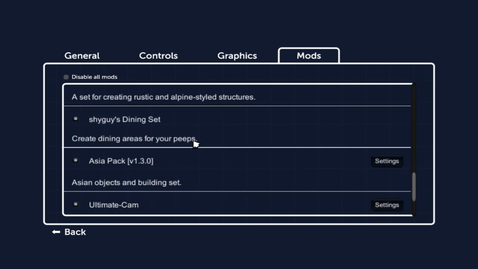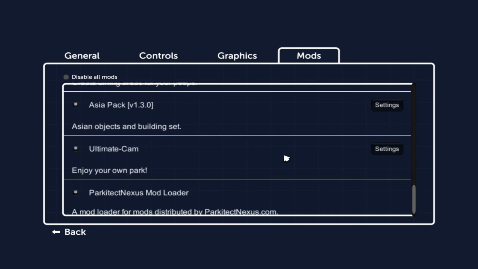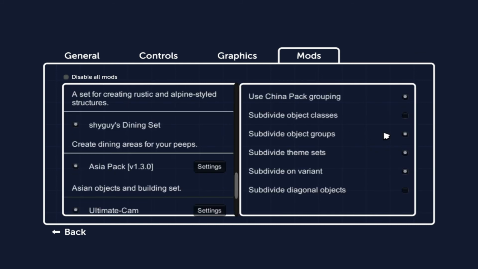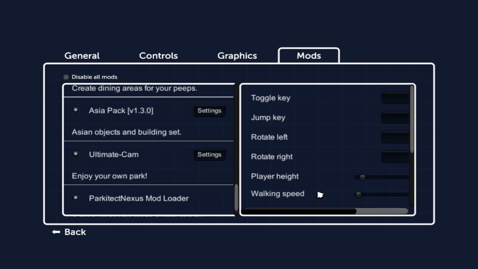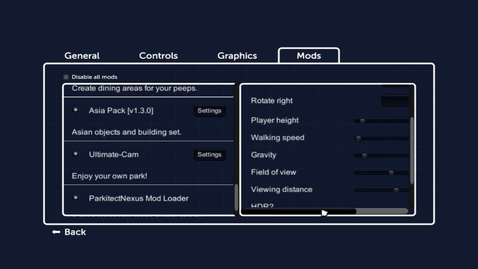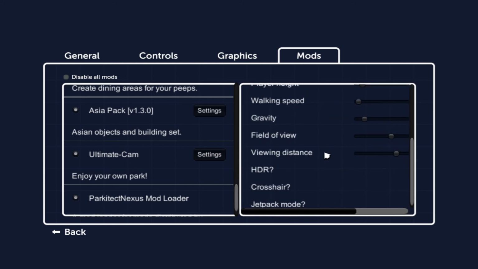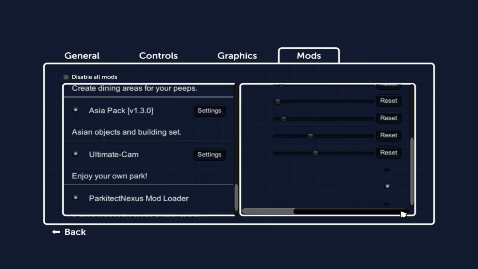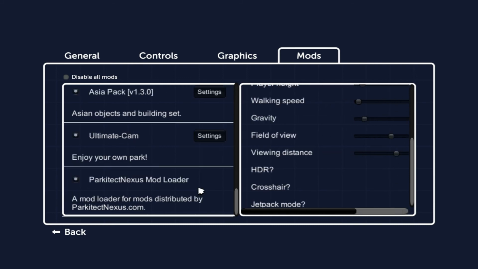Certain ones will have their own settings. So Asia Pack and Ultimate Cam, for example, do have their own settings. You click that, and it gives you this subgroup. Same for Ultimate Cam. You can choose different keys to activate the cameras. You can change the heights, the gravity, field of view, jetpack mode. There's all this sort of stuff. So there's a lot more depth to these mods than just literally installing them and then away you go.